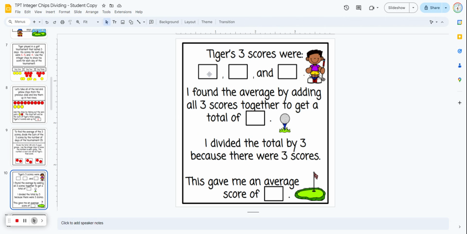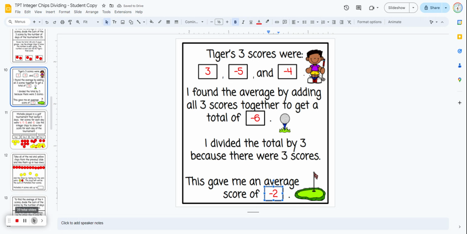So just to recap what they just did, Tiger's 3 scores were 3, negative 5, I'm just going to type these in, and negative 4. We added them together and we got a total of negative 6, divided by 3, and we got the final score of negative 2.